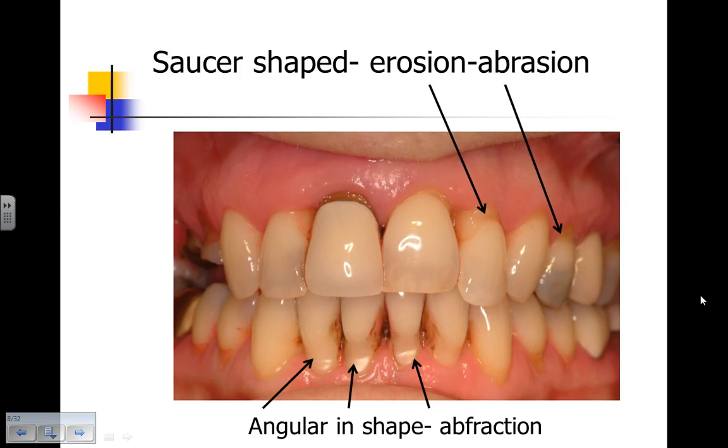Here we're looking at some clinical examples of these non-carious cervical lesions. On the right-hand side, we can see lesions on the maxillary lateral incisor, number 10, and on tooth number 12 at the cervical, where we see these somewhat saucer-shaped lesions. On the mandibular incisors, we'll notice that there's a more angular in shape lesion, and these are typically indicative of abfraction-initiated, stress corrosion-initiated lesions.